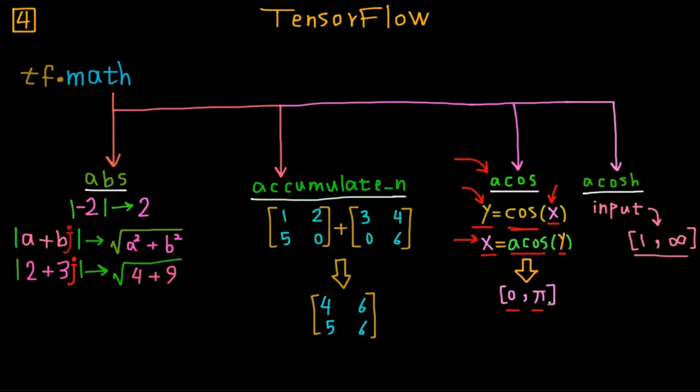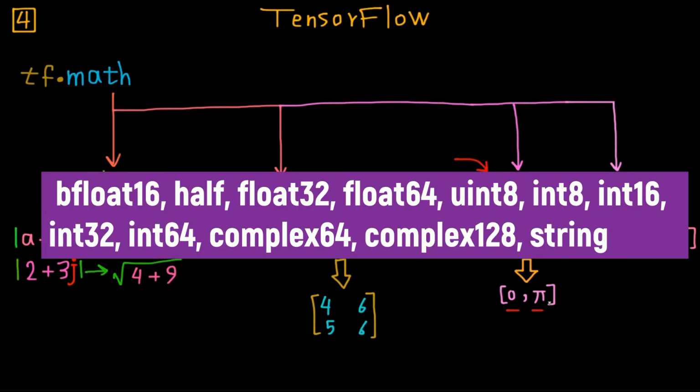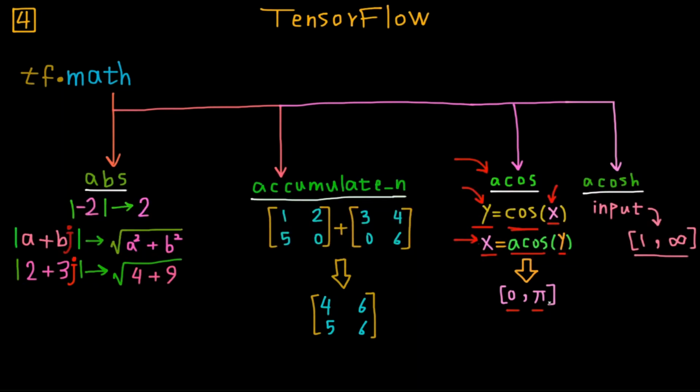The last thing you should know is that there are just 2 arguments in this function. X argument, which is a tensor. The type of this tensor must be one of the following types: bfloat16, half, float 32, float 64, unsigned integer 8, integer 8, integer 16, integer 32, integer 64, complex 64, complex 128, string. The second argument, name, is an optional argument. The inverse cosine function returns a tensor that has the same type as x.